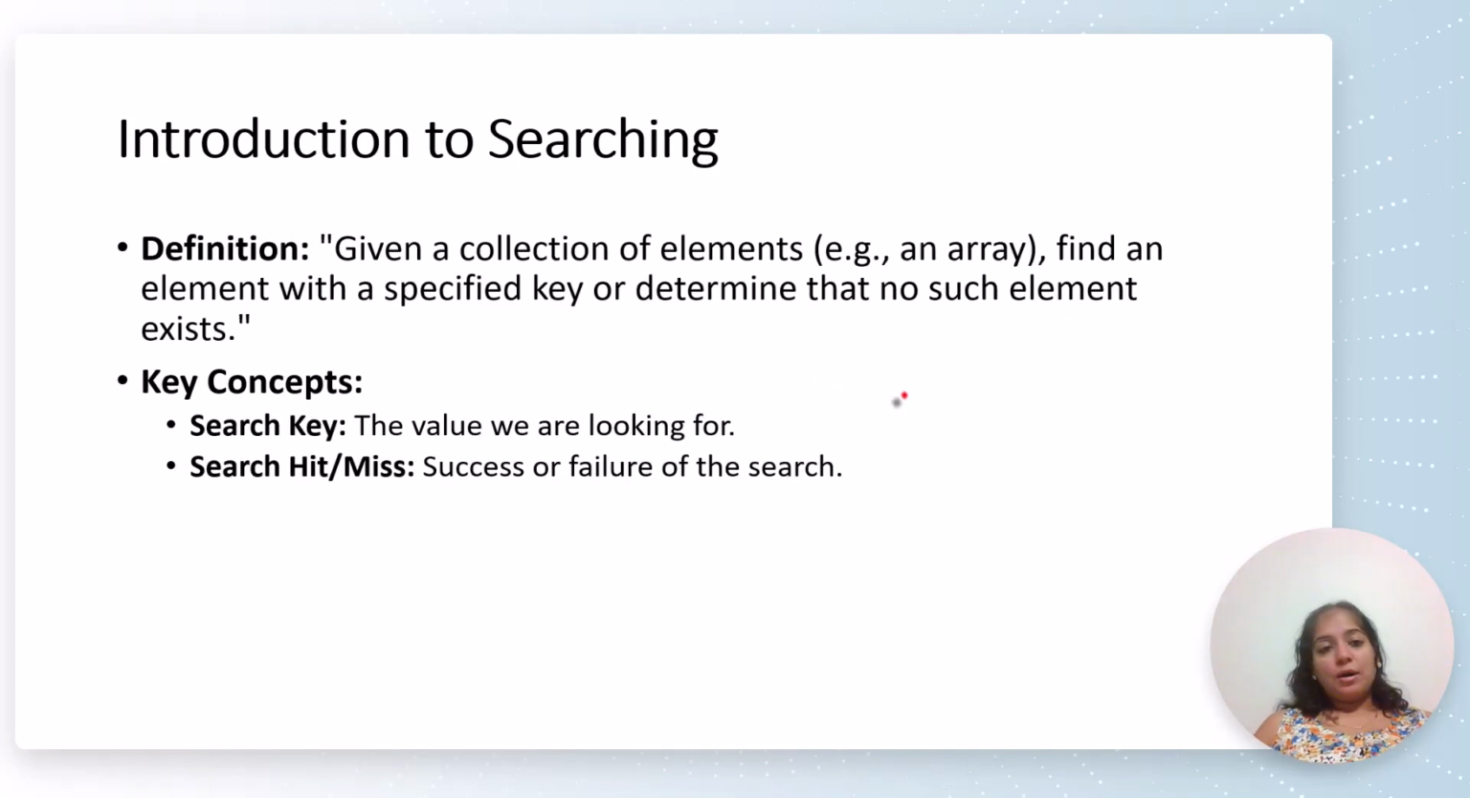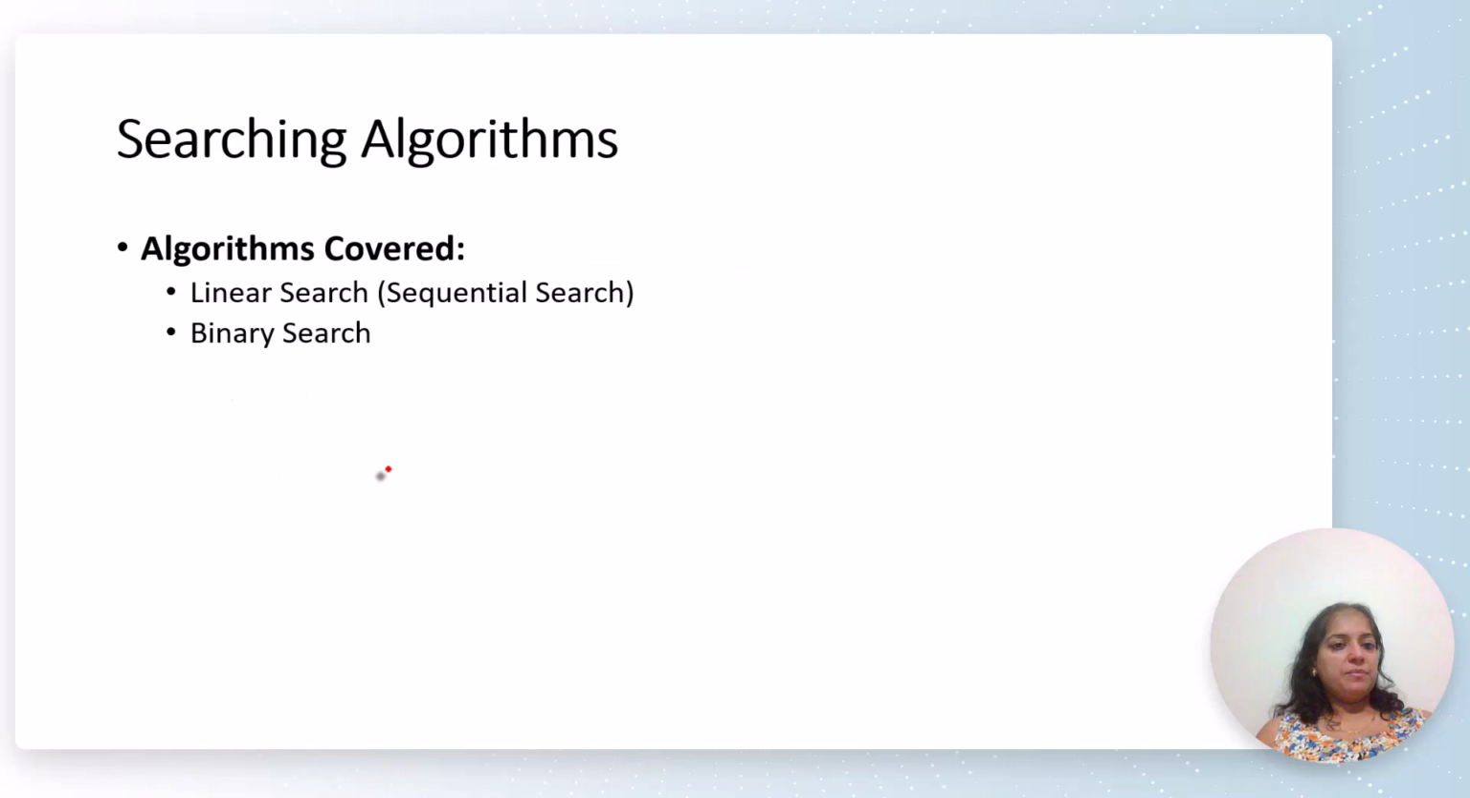Now, after the sorting, let's move on to searching. Searching is, in an array or in a list of elements, we want to find a specific element, whether it exists or not. The element which we want to find is called the search key. We call it simply key or search key, the value which we are looking for. If we find the element, if we find the key, then we call it a hit. And if it is not available there, we don't find it, it is called a miss.